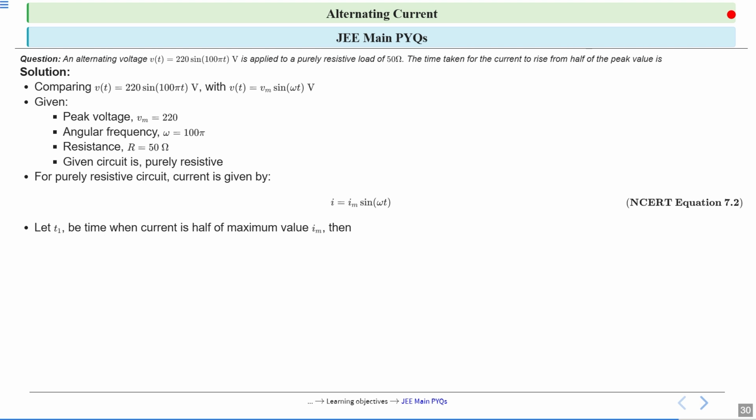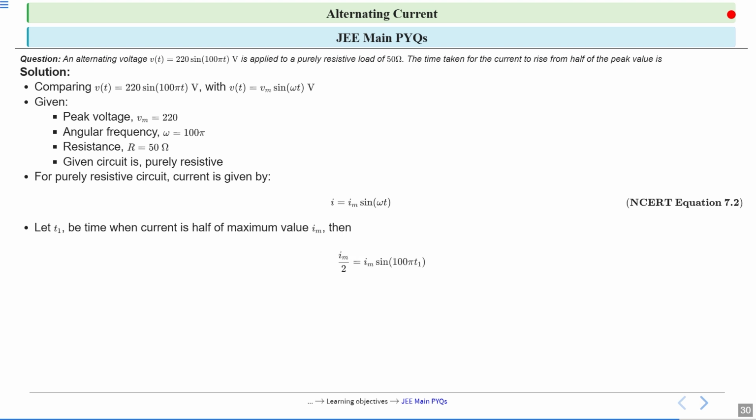So let T1 be the time when current is half of the maximum value. We have to find the time at which current is half of the peak value and the time at which current is at peak value. Then we have to subtract the times, and we will find the time interval for which current reaches from half of the peak value to peak value.